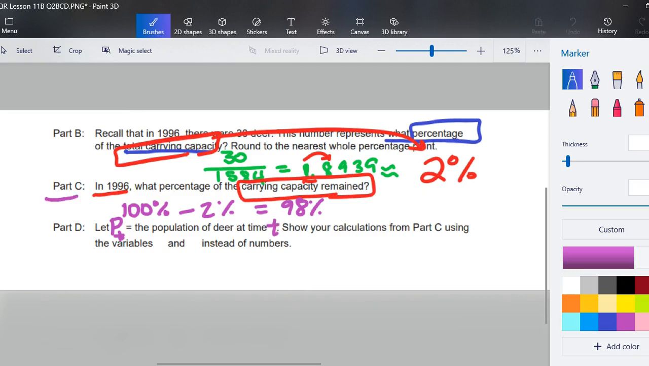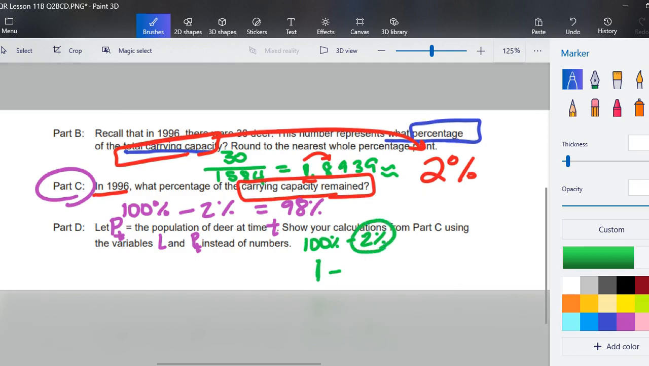Show the calculations we were just talking about on part C using the variables L and P sub t instead of numbers. Okay, no problem. The only thing is we're not going to use percent, we're going to use decimals. And so I'm trying to convert 100% minus 2%, and they want us to represent our calculations using these variables. Okay, instead of 100%, I'm going to use 1. And you're noticing we're going somewhere with this, and it's going to be one of our formulas.